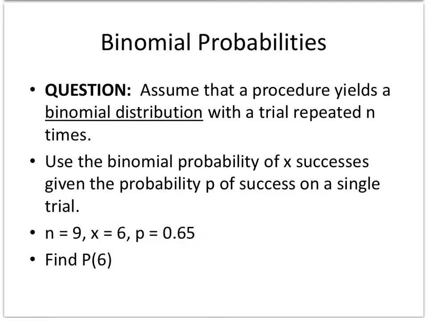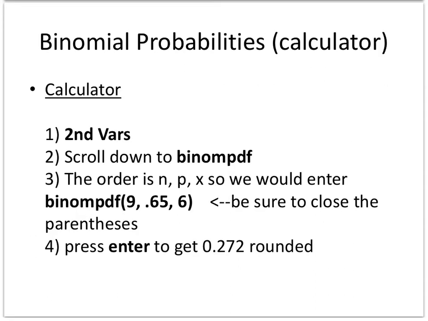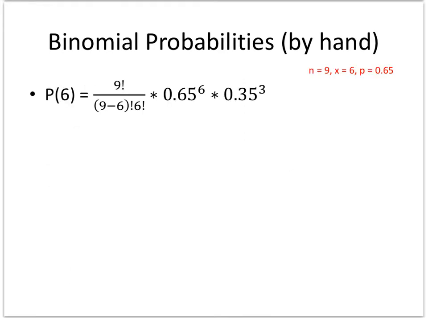We want to find the probability of getting 6 successes. Well, for a binomial, the easiest way in your calculator is if you hit second VARS, scroll down, and you'll find the binomial probability distribution function. The order that you have to put it in is n, the total number of trials, p, the probability of success, and then x. Then don't forget to close the parentheses, you hit enter, and you get your answer. It's not about how to do this by hand, but you don't want to do it by hand, trust me.